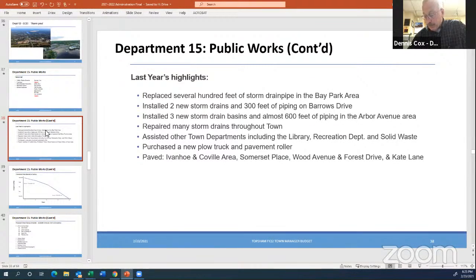We purchased a new plow truck, which we hope to take delivery on this week. And we also have taken delivery on a new hot top roller already, which was great. Our big paving projects for last year included the Ivanhoe Colville area, and also Somerset Place, Wood Avenue, Forest Drive, and Katy Lane were done with last year's funding.